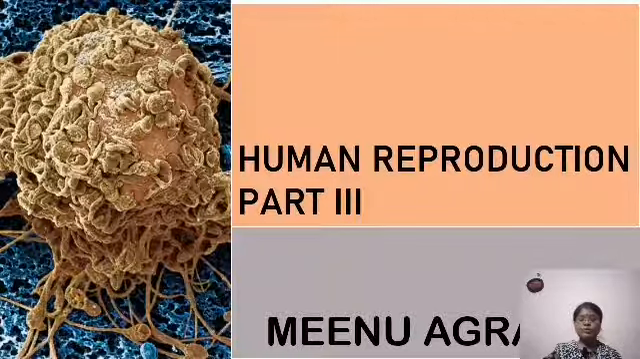Now continuing with human reproduction, we are moving to part 3. In the previous section we dealt with female reproduction, where we saw their structures, oogenesis, and we even dealt with the ovarian cycle, uterine cycle, all those features and hormonal impact. So now moving on, we will start with fertilization events.